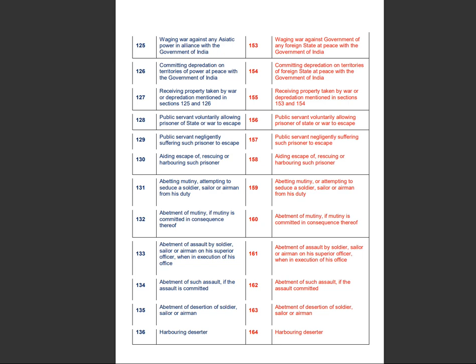Coming to Section 128 of the Indian Penal Code, it deals with public servant voluntarily allowing prisoner of state or war to escape, whereas Section 156 of the BNS deals with public servant voluntarily allowing prisoner of state or war to escape. Section 129 of the Indian Penal Code deals with public servant negligently suffering such prisoner to escape, whereas Section 157 of the BNS deals with public servant negligently suffering such prisoner to escape.